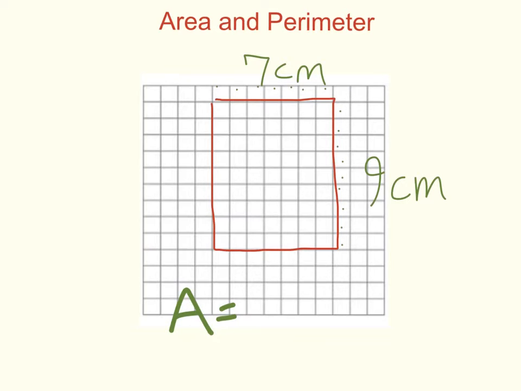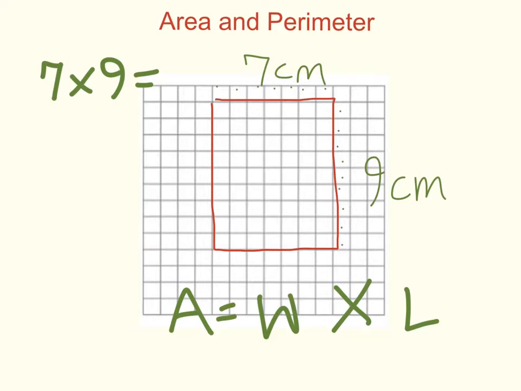So now to find area, remember that area, I'm going to write this big for you, area equals width times length. So I'm going to go 7 times 9. That equals 63. So the area of this shape is 63 centimeters squared. And that's how we find area.